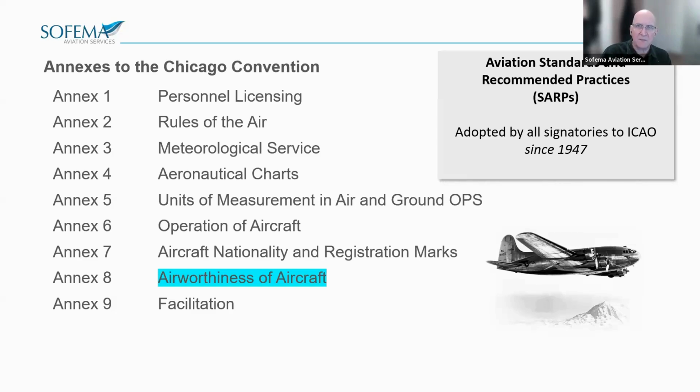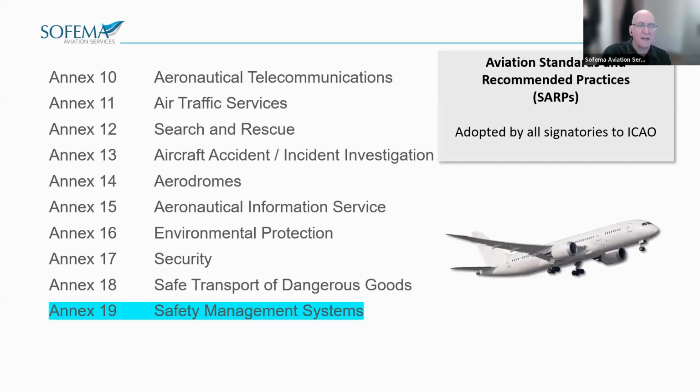Annex 8, which we'll be concerned with in this series of lectures, deals with the airworthiness of aircraft, both initial and continuing. Annex 9 is facilitation. Annex 10 deals with aeronautical telecommunications, such as radio, air traffic services, Annex 11, and so it goes down through to Annex 19, which is the most recent of the annexes, and that was introduced in 2013 for safety management systems, and that has been one of the most major changes in the ICAO SARPs in the last 30 years.